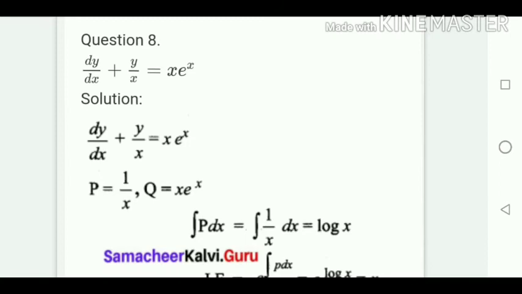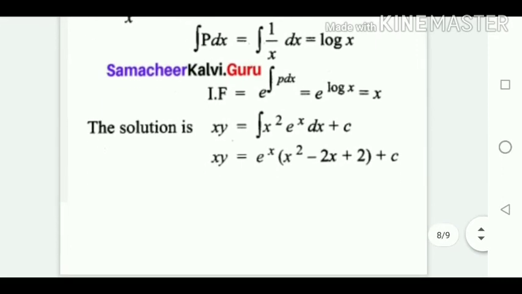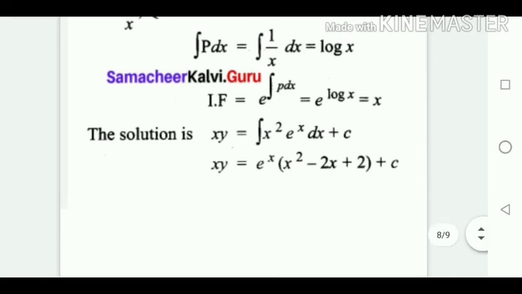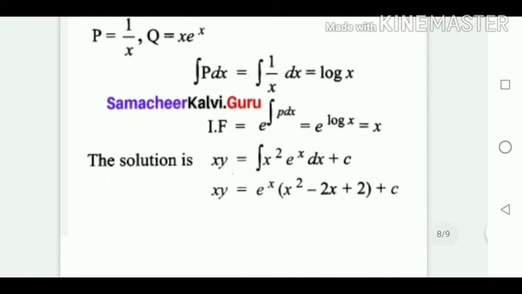The next step is e power integration of p dx, that is IF. So IF equal to e power integration of p dx, we are getting e power log x. E and log are cancelled, we are getting x. Therefore the solution is y into IF. IF is x, therefore xy equal to integration of q into IF, the value of q equal to x e power x into x, it becomes x square e power x dx plus c.